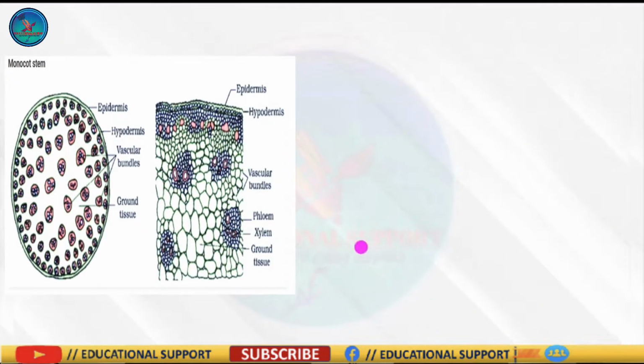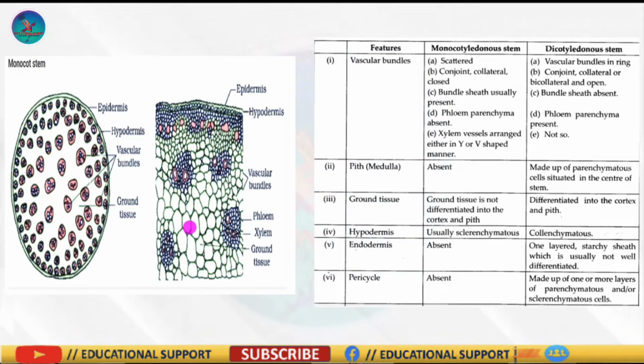Next, differences between monocot and dicot stems are illustrated in the following figure and the following table. In monocot stem, vascular bundles are scattered, conjoined, collateral and closed, bundle sheath is usually present, phloem parenchyma is absent, and xylem vessels are arranged in a Y-shaped or V-shaped manner. And in monocot stem, pith is absent and ground tissue is not differentiated into cortex and pith. You can see in this picture, and endodermis is absent and pericycle is absent.